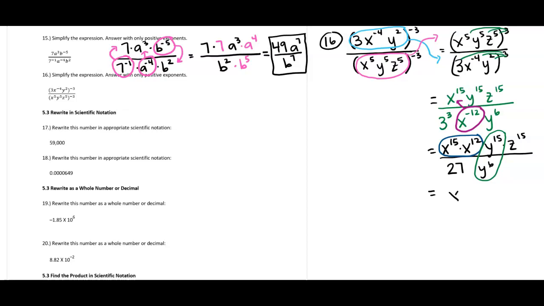So I get x to the 27th when I add these, y to the 9th, and then z to the 15th, and then I still have my 27 on the bottom. So that would be my answer.